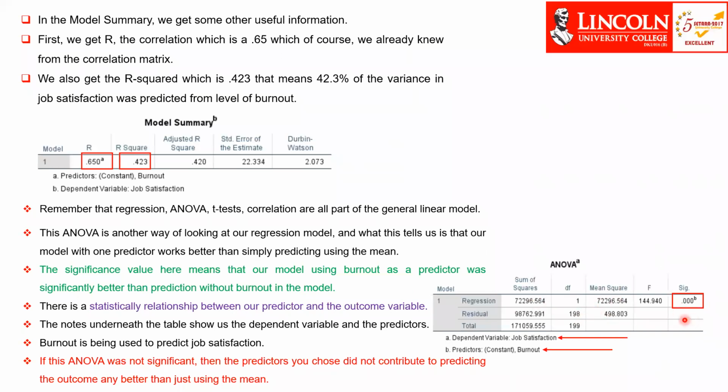The significant value here, which is the p-value, means that our model using burnout as a predictor was significantly better than prediction using the mean. There is a statistical relationship between our predictor and the outcome variable. The notes underneath the table show the dependent variable and the predictors. Burnout is being used to predict job satisfaction. If this ANOVA was not significant, then the predictors you chose did not contribute to predicting the outcome any better than just using the mean.